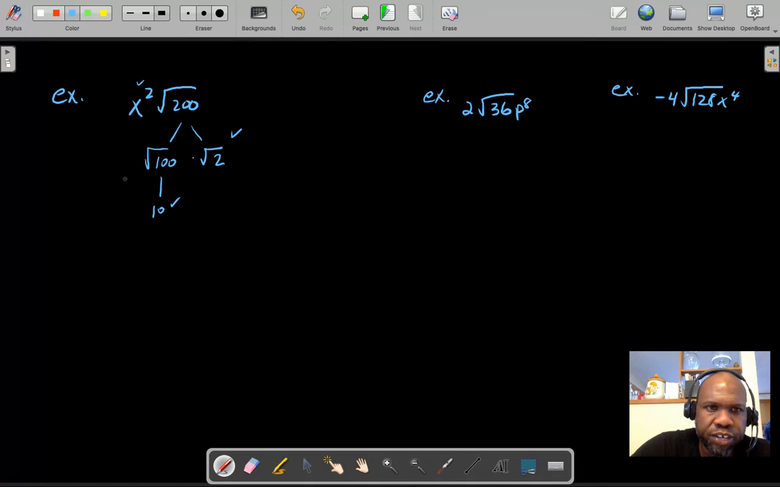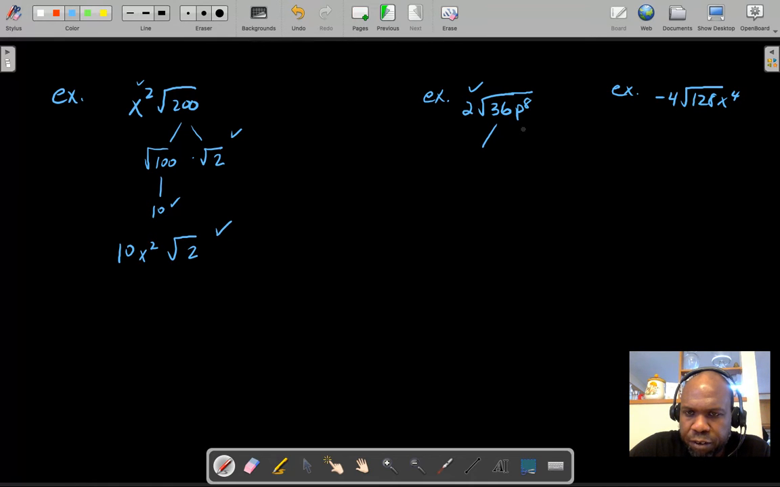Now we've got to put it all together. So it's 10x squared times the square root of 2. And that would be the answer to that question. Okay, that's how it works. Let's do another one. So 2 is on the outside, that's going to be staying.